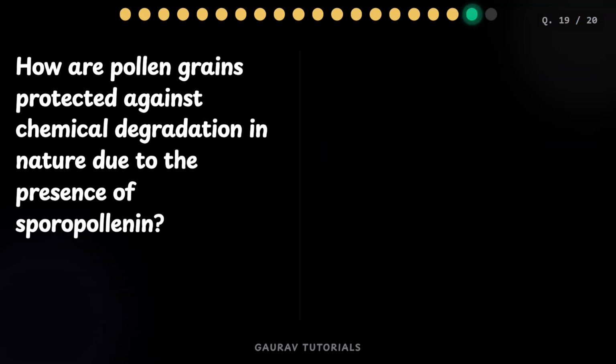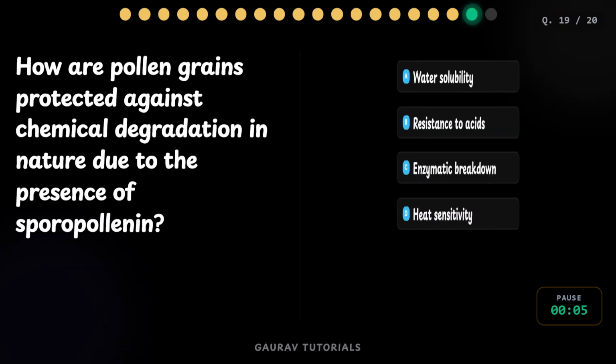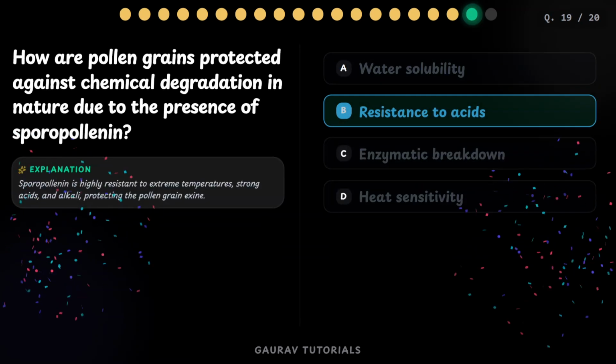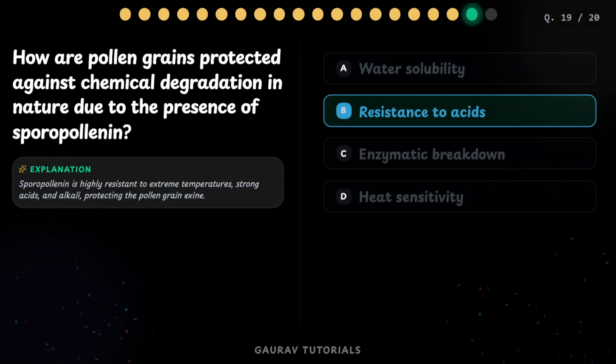Question 19. How are the pollen grains protected against chemical degradation in nature due to the presence of sporopollenin? The options are the correct answer is B, resistance to acid. Sporopollenin is highly resistant to extreme temperature, strong acid and alkali, protecting the pollen grain exine.